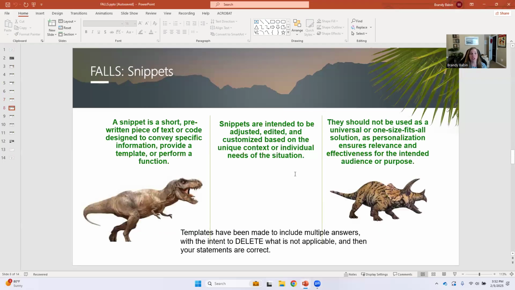So we're going to go over snippets again because snippets are a very big deal. I do not want you just clicking a snippet and then leaving it as is. This is as important as advanced care planning.